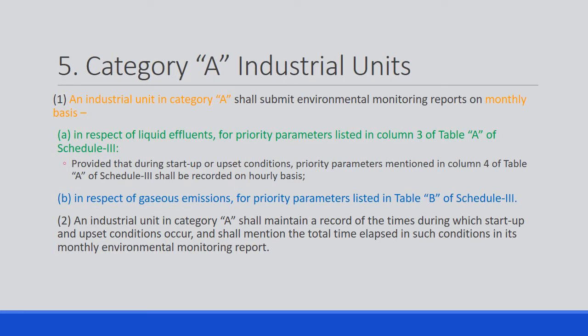Rule 5, Category A Industrial Units. An industrial unit in Category A shall submit environmental monitoring report on monthly basis for priority parameters for liquid effluent given in Table A, Schedule 3, while an industrial unit in Category A shall submit environmental monitoring report on monthly basis for gaseous emissions given in Table B of Schedule 3.